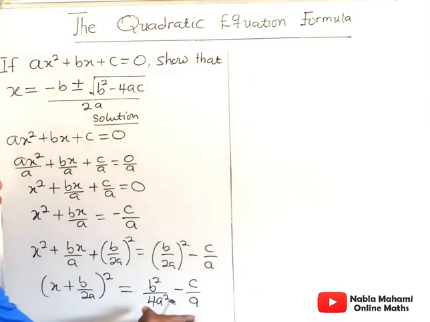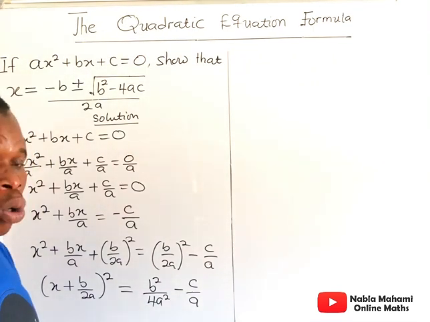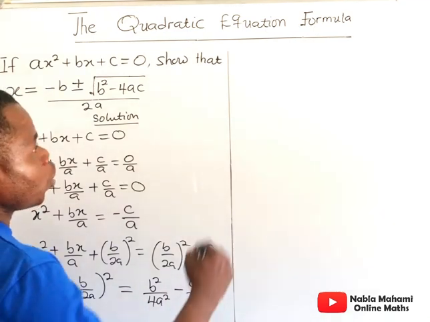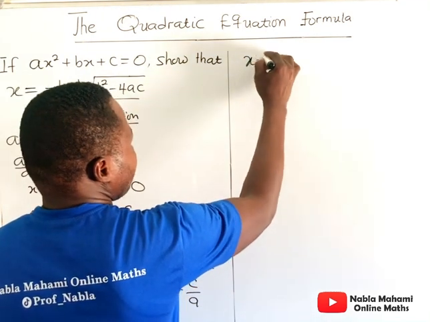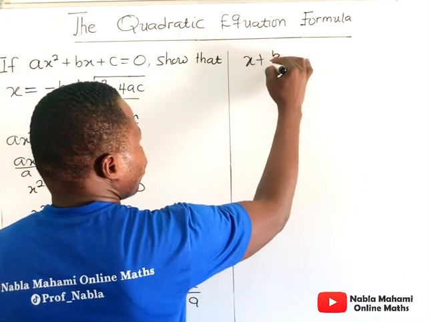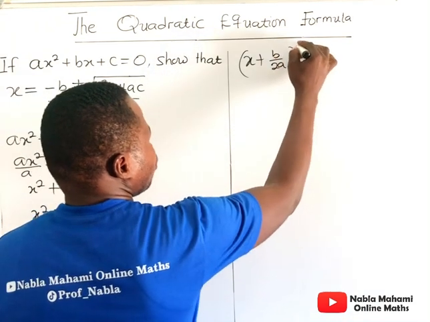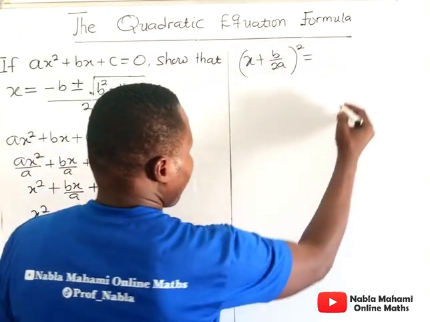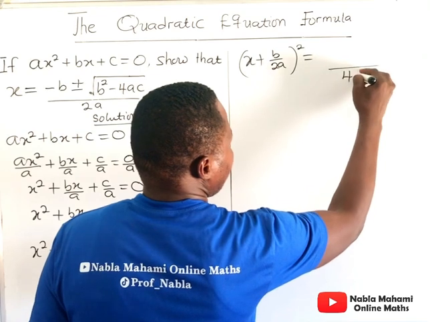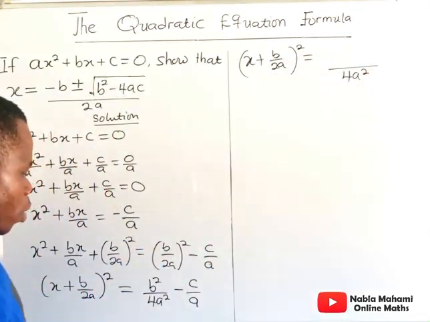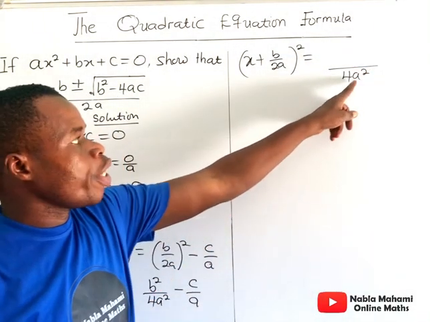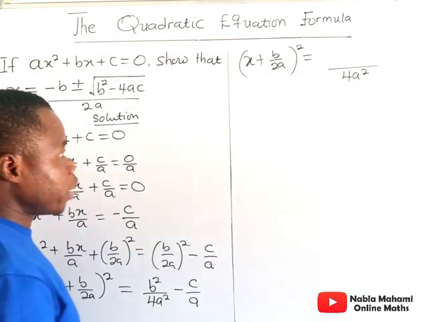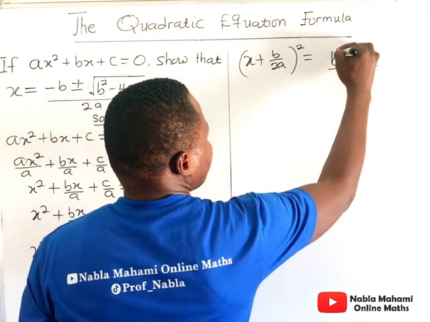Now, this time round, I will simplify the right hand side by taking my common denominator, or finding my LCM. To do that, I will have x plus b over 2a all squared, which is equal to, my LCM here will be 4a squared. And 4a squared will go into 4a squared once. Then you use that 1 to multiply by b squared. 1 times b squared is b squared.